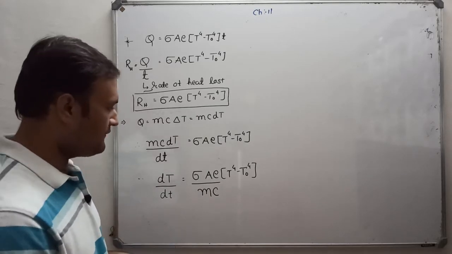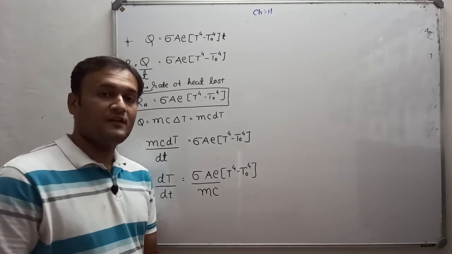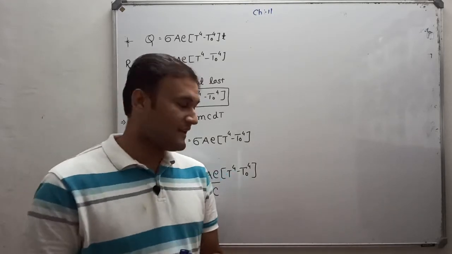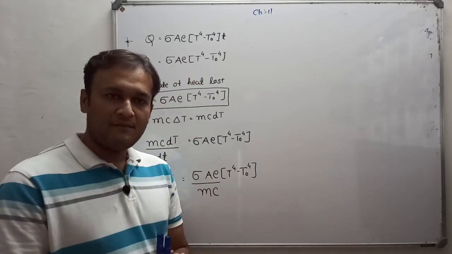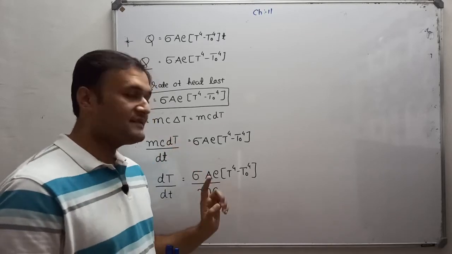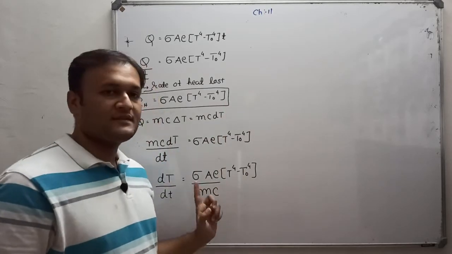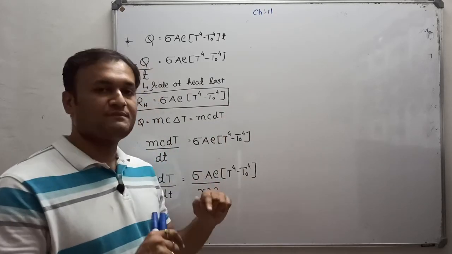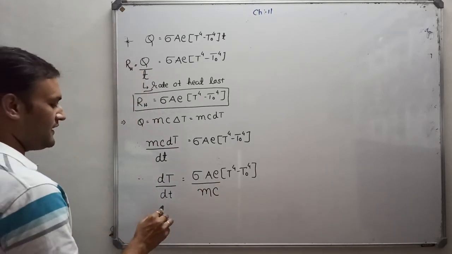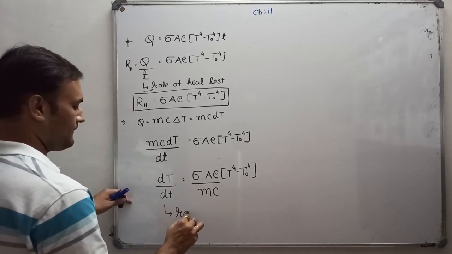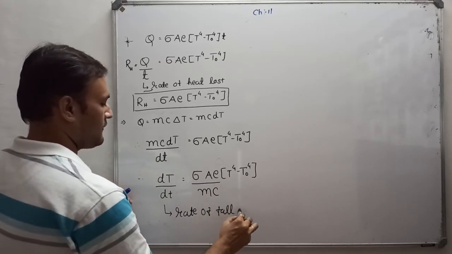All the terms we have to remember. Sigma is equal to Stephen's constant, its value is 5.67 into 10 raised to minus 8. A is equal to the area of the surface, E is equal to emissivity. For the IBB, E is equal to 1. T is equal to body temperature, T0 is equal to surrounding temperature, m is equal to mass of the body, and c is equal to specific heat of the body. And this dT by dt is called the rate of fall of temperature.